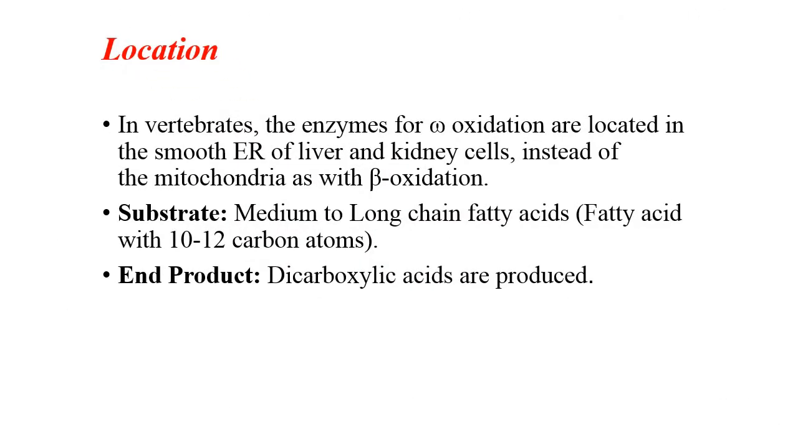Now coming to the location. In vertebrates, the enzymes of omega oxidation are located in the smooth endoplasmic reticulum of liver and kidney cells instead of the mitochondria as with beta oxidation. What is the substrate for omega oxidation? The substrates are medium to long chain fatty acids, that is, the fatty acids which contain 10 to 12 carbon atoms, and the end product is a dicarboxylic acid.